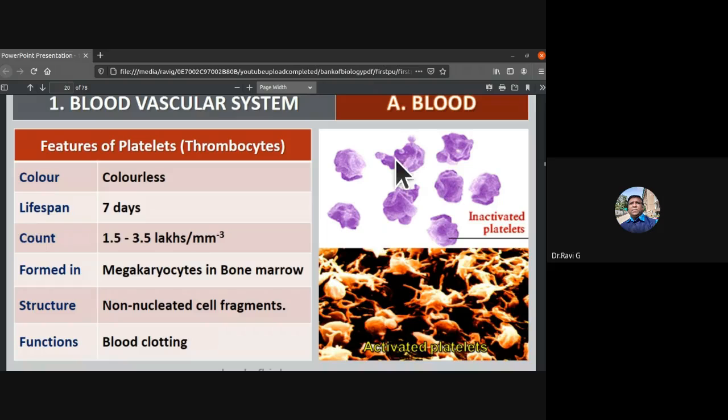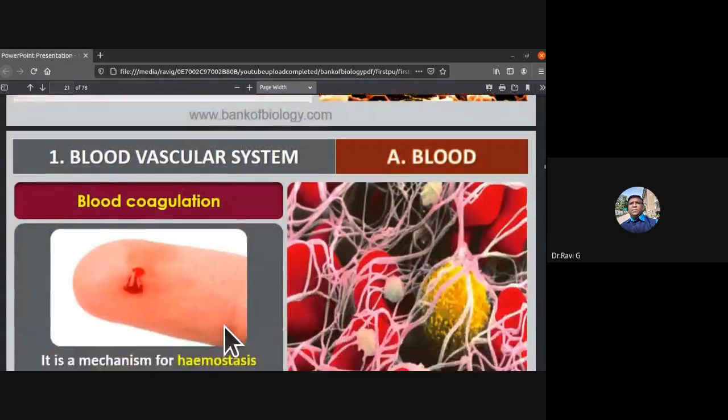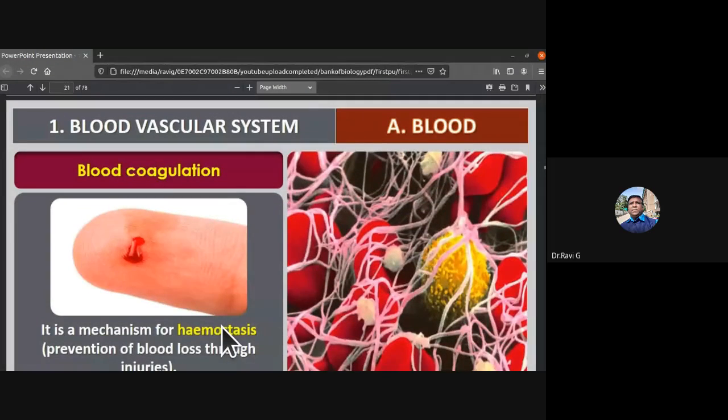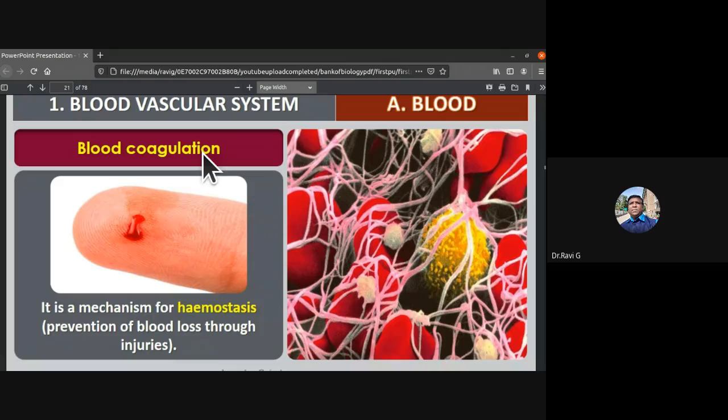So this is inactivated platelets and this is the activated platelets. They help in clotting of blood. So that is the function of thrombocytes. Now, in the blood vascular system, blood coagulation is nothing but clotting.